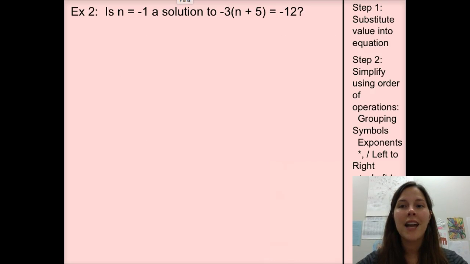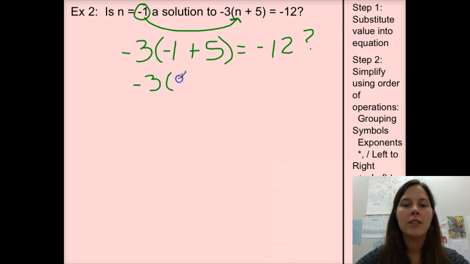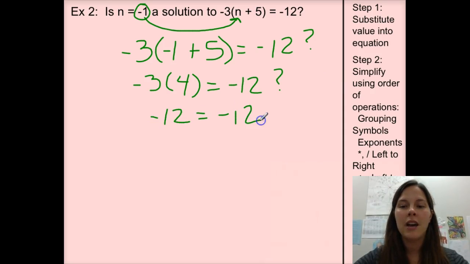Our next question is, is n equals negative 1 a solution to the equation? We're going to take negative 1 and substitute it in for n. Again, using order of operations on the left-hand side, we're going to start inside our grouping symbols. Negative 1 plus 5 is 4. Does that equal negative 12? Negative 3 times 4 is negative 12. So this time, yes, we have a solution to our equation.